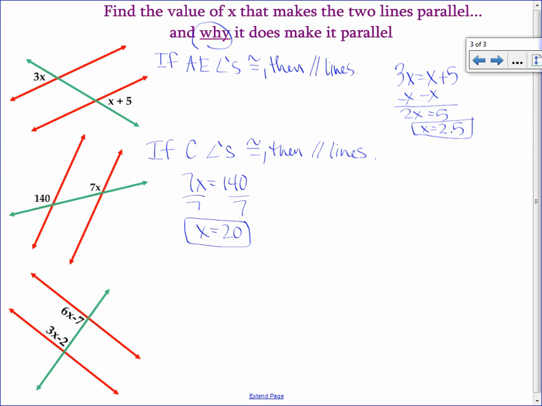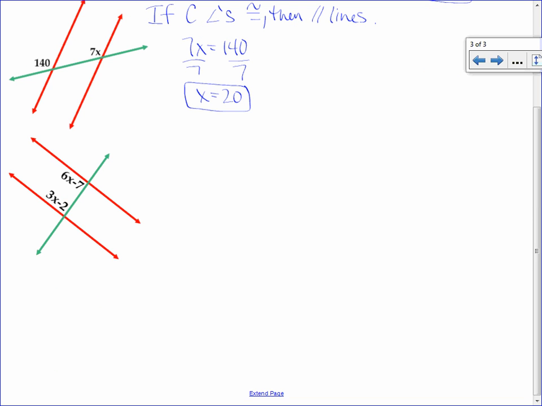These are consecutive interior angles. Okay, they're on the interior of those two red lines and they're on the same side. So if consecutive interior angles are supplementary, okay, how does this one get set up? Yep, we have to add them together and set them equal to 180. So make sure that you're using supplementary or congruent in the proper way. Consecutive interior angles are the only ones that end up being equal to 180, not equal to each other.